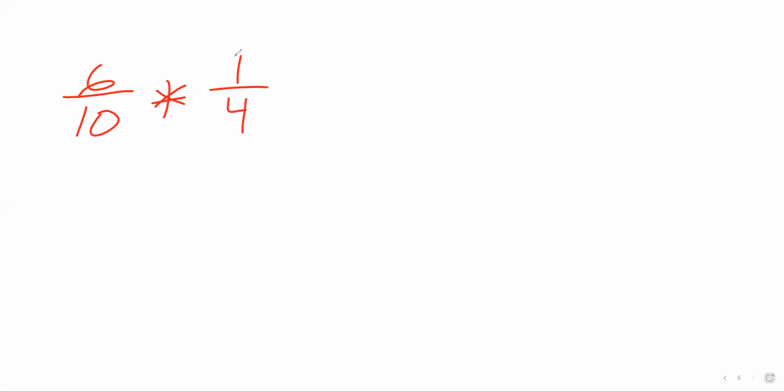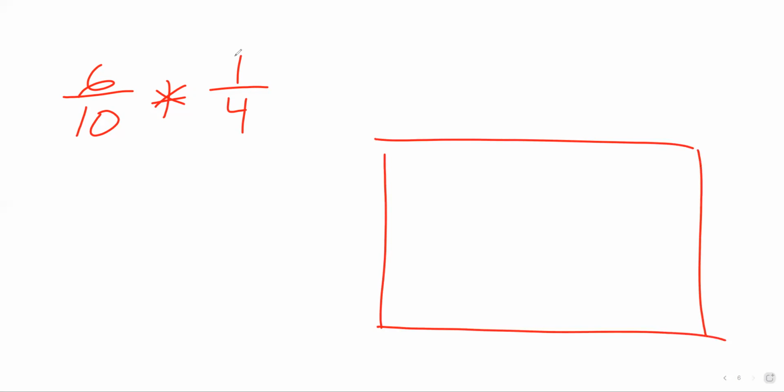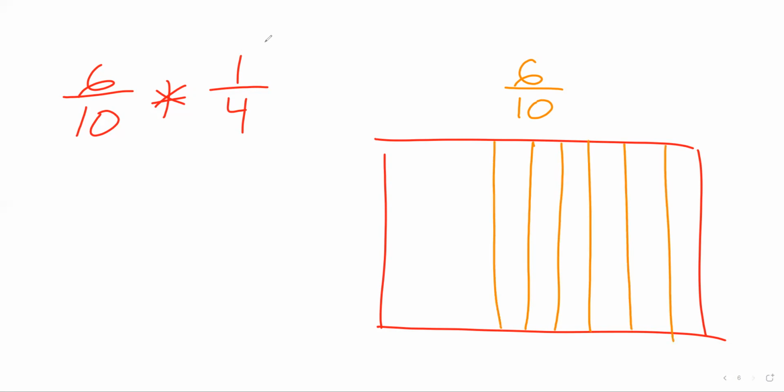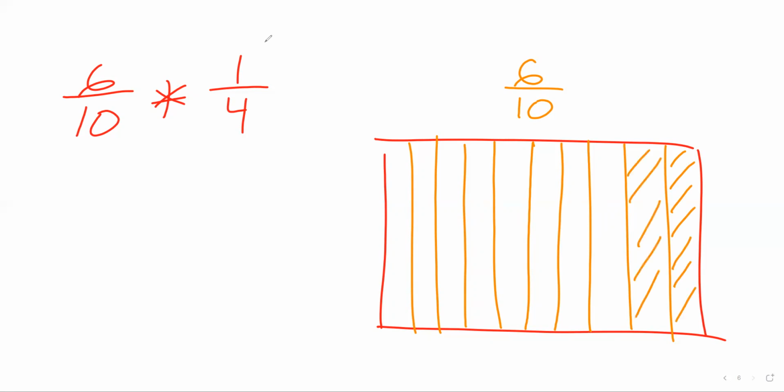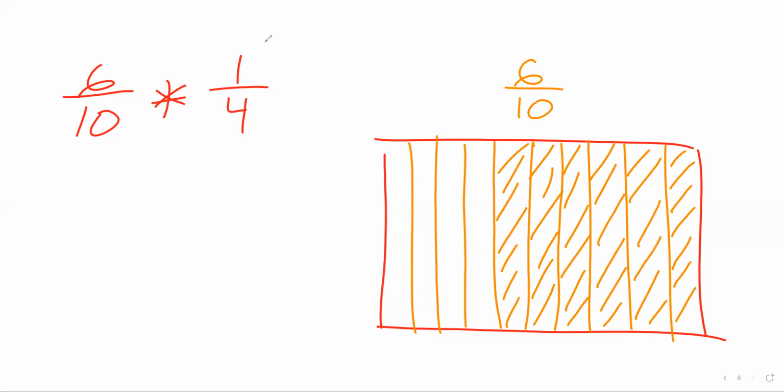Okay. All right. Step 1, draw my model. I'm going to go with 6/10 as my columns just because it's bigger, so it's going to be easier to make 10. That means I need 1 in the middle and then 4 on each side: 1, 2, 3, 4. 1, 2, 3, 4. And that gives me 10 columns. And I need to shade in 6 of them. So I'll start over here. 1, 2, 3, 4, 5, and 6.